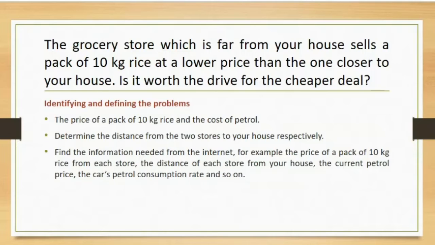Firstly, identifying and defining the problems. The price of a pack of 10 kg rice and the cost of petrol. Determine the distance from the 2 stores to your house respectively, and find the information needed from the internet. For example, the price of a pack of 10 kg rice from each store, the distance of each store from your house, the current petrol price, and the car's petrol consumption rate, and so on.